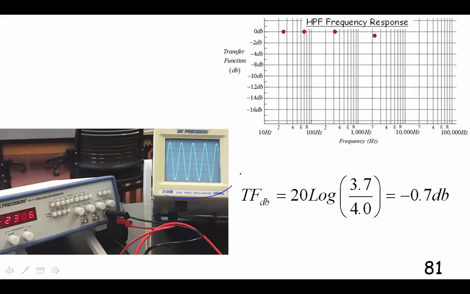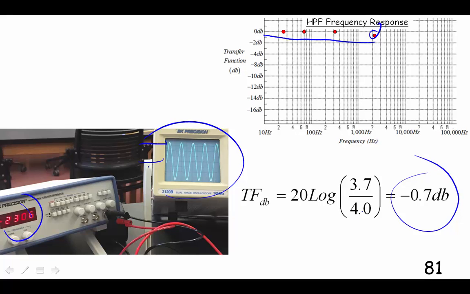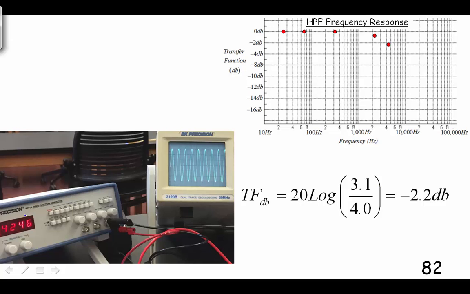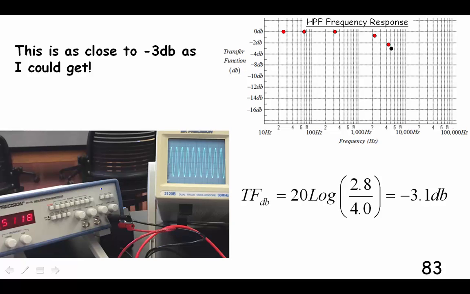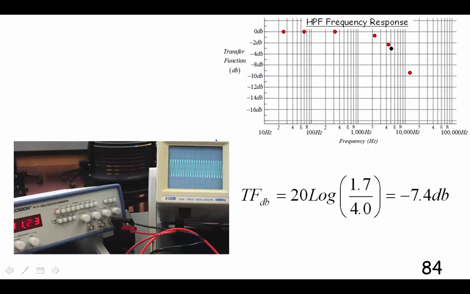Now we're getting a little bit of cut at 2,306 hertz, and I measured this to be 3.7 over 4, so it's minus 0.7 dB. So there I am at minus 0.7 dB at 2,300 hertz. Now we're at 4,246 hertz, and I'm at minus 2.2 dB after I measure the amplitude. And then there's my 2.8, and that's where I'm getting my minus 3 dB cut. And again, this is 3.1 dB. It's not quite perfect because of the inaccuracies of measuring on an oscilloscope.